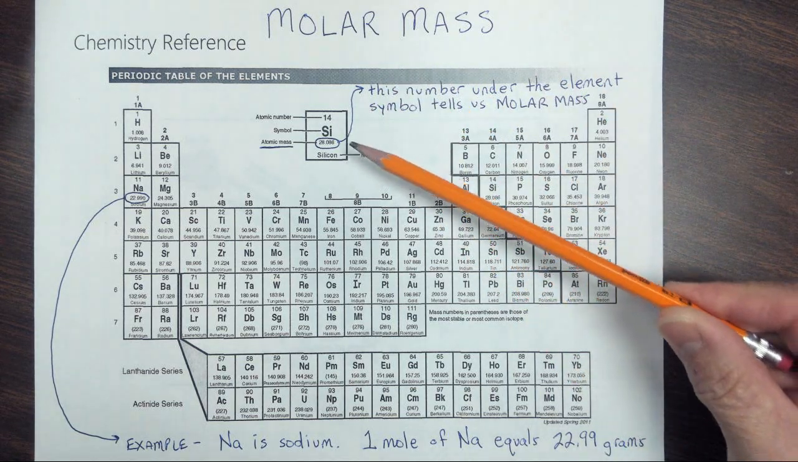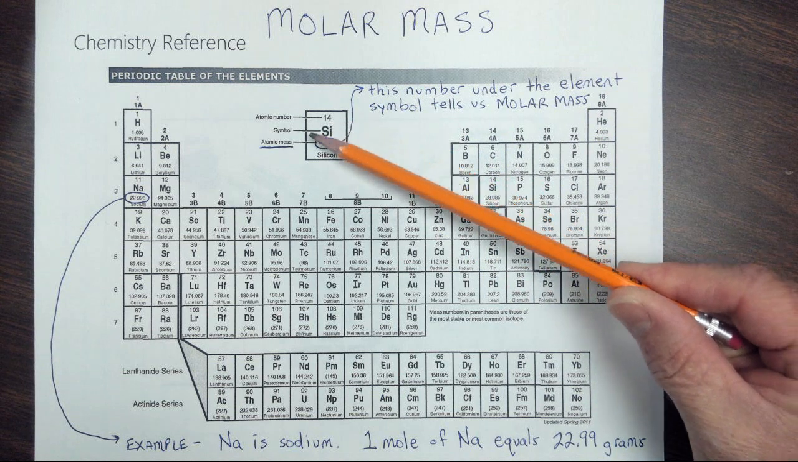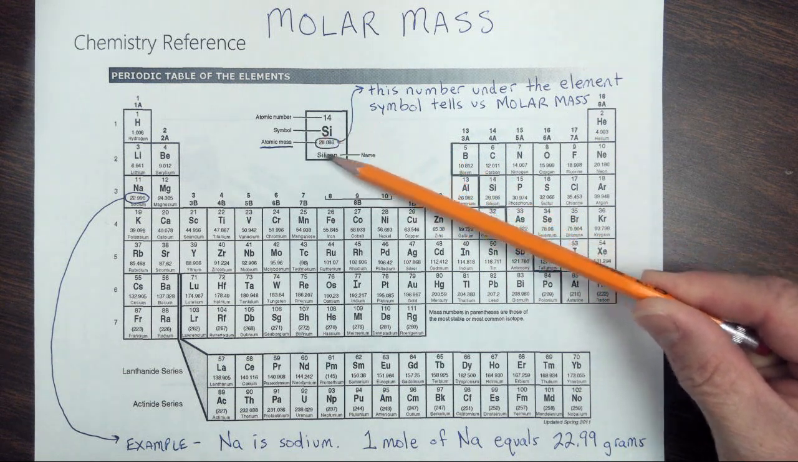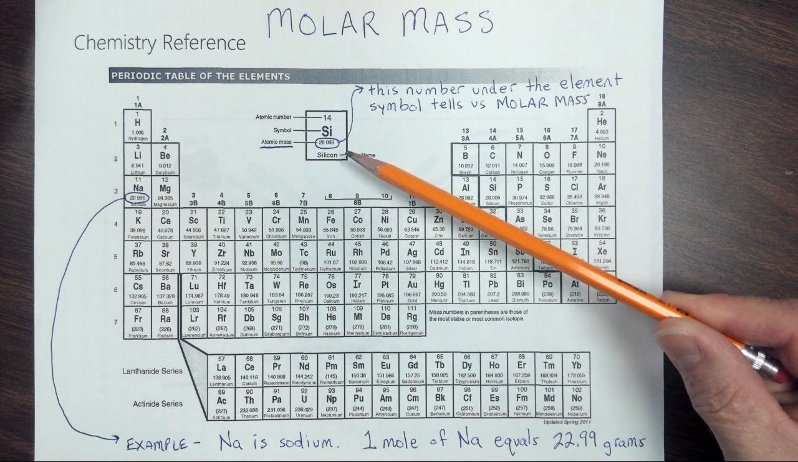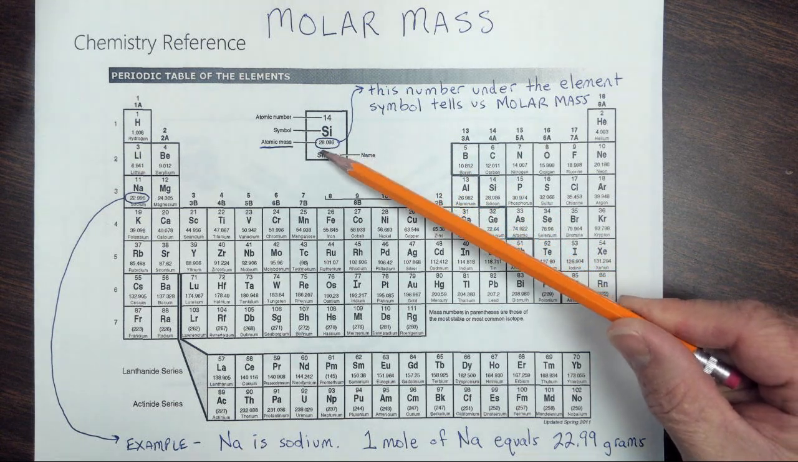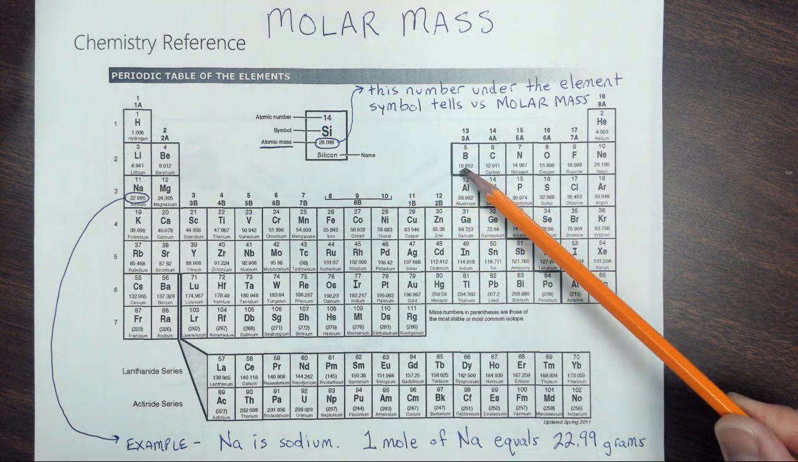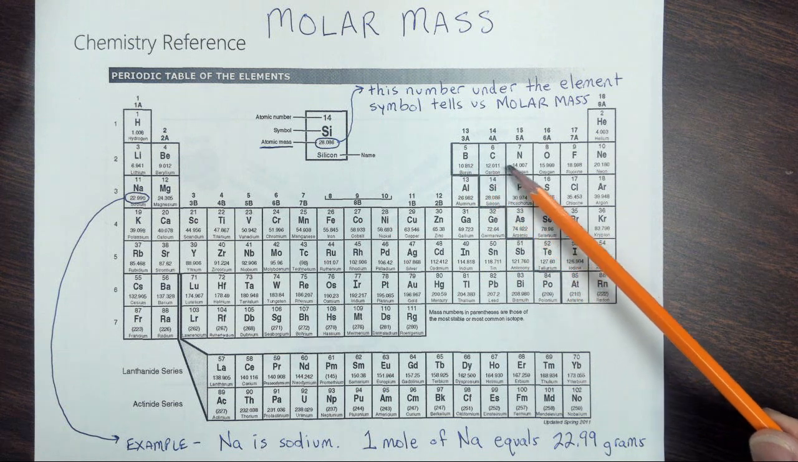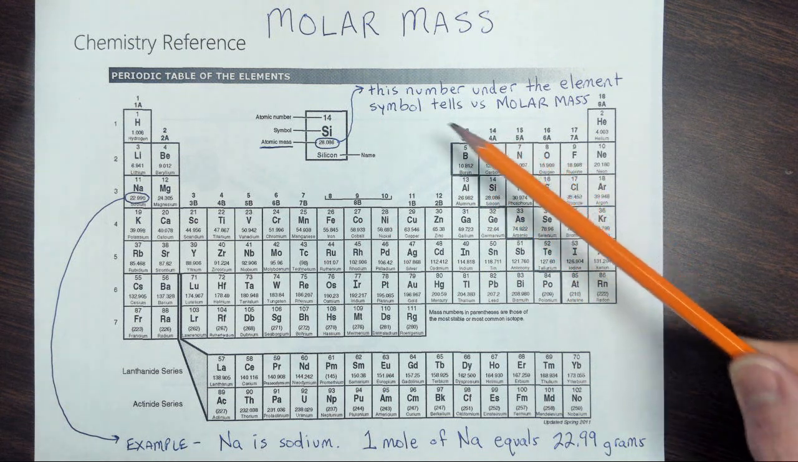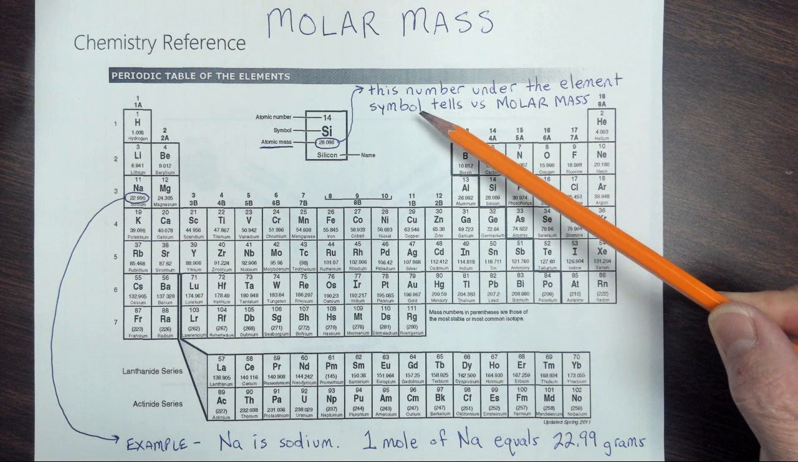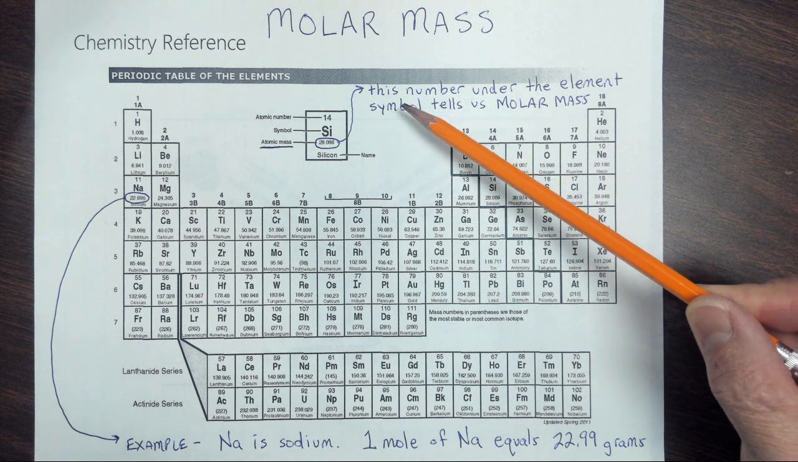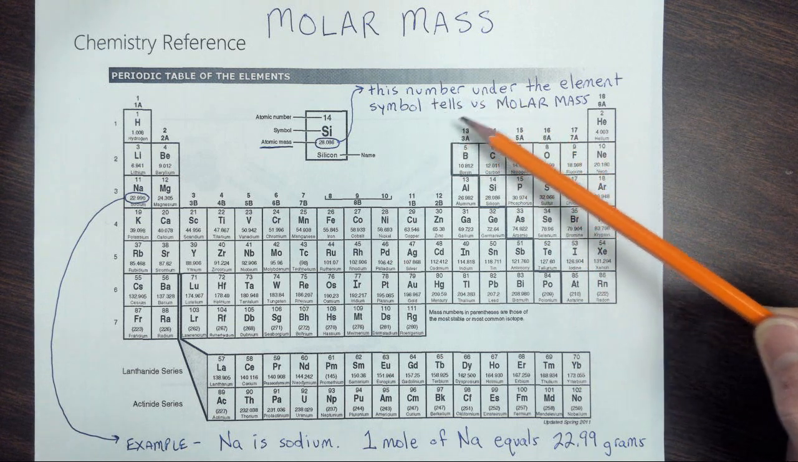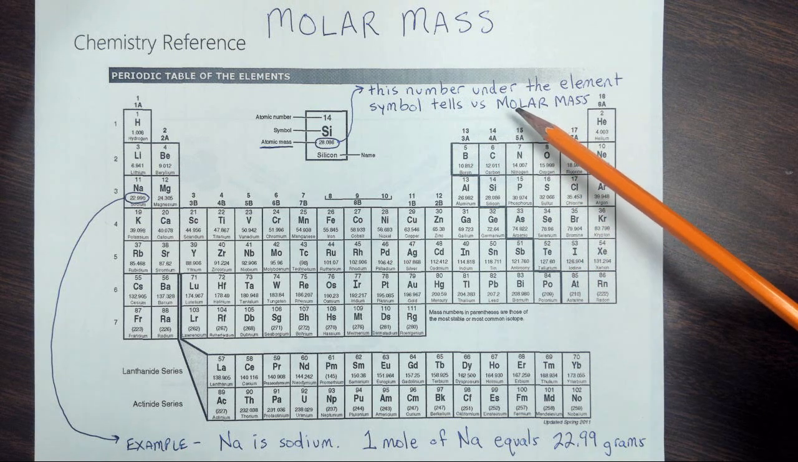If you look here on our periodic table, there's a sample right here. This sample element is silicon. Silicon has a little number right underneath of it. All of the elements, pardon me, have a little number right underneath of them. That number is simply telling us the molar mass of that element.